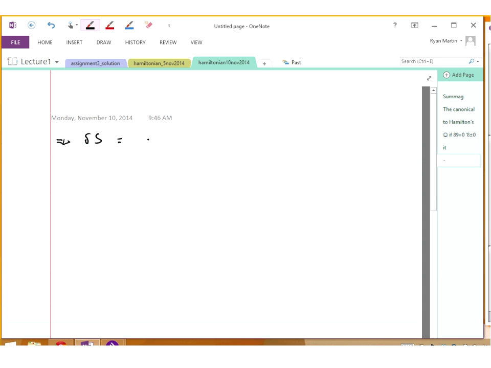So delta S now I'm going to write as the integral from t1 to t2 of the sum i equals 1 to n. So that first term I'm going to write as minus p_i dot delta q_i. And everything else I'm going to write just the same. So q_i dot delta p_i minus ∂H/∂q_i delta q_i minus ∂H/∂p_i delta p_i.